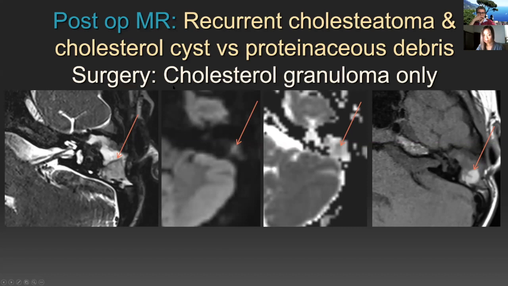However, interestingly, at surgery, only cholesterol granuloma was found. So this, for us, raised the question of, we assume when we see decreased diffusivity that is pathognomonic for cholesteatoma, but do any members of the audience see decreased diffusivity ever as a manifestation of cholesterol granuloma, or perhaps this was a little inspissated proteinaceous debris adjacent to the cholesterol granuloma?